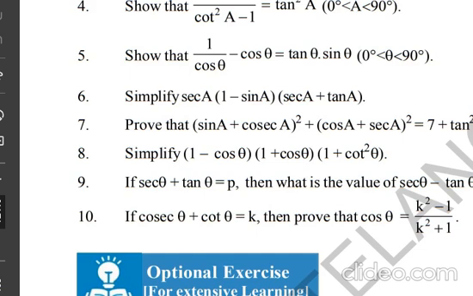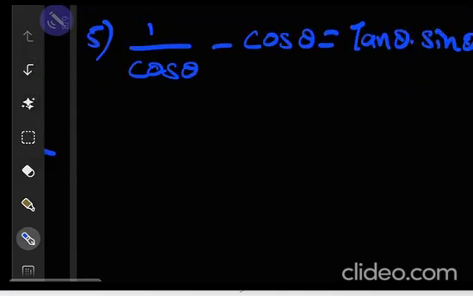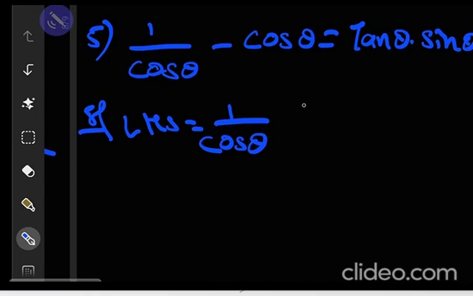So question number 5, we have to show that 1 by cos theta minus cos theta is equal to tan theta into sin theta. This is a simple one. So LHS is equal to 1 by cos theta minus cos theta.